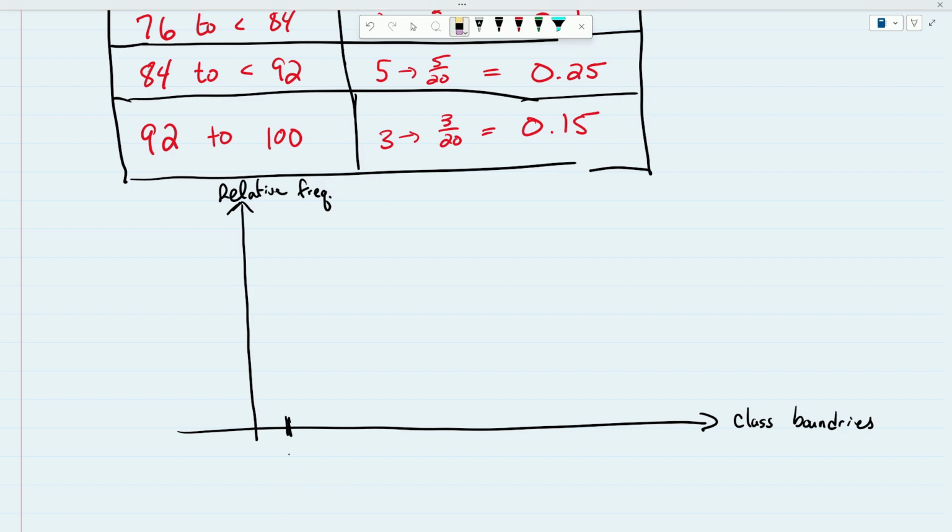Oh, can't write today. 52, 60, 68, 76, 84, 92, and 100. Now, the y-axis is going to be the relative frequencies.